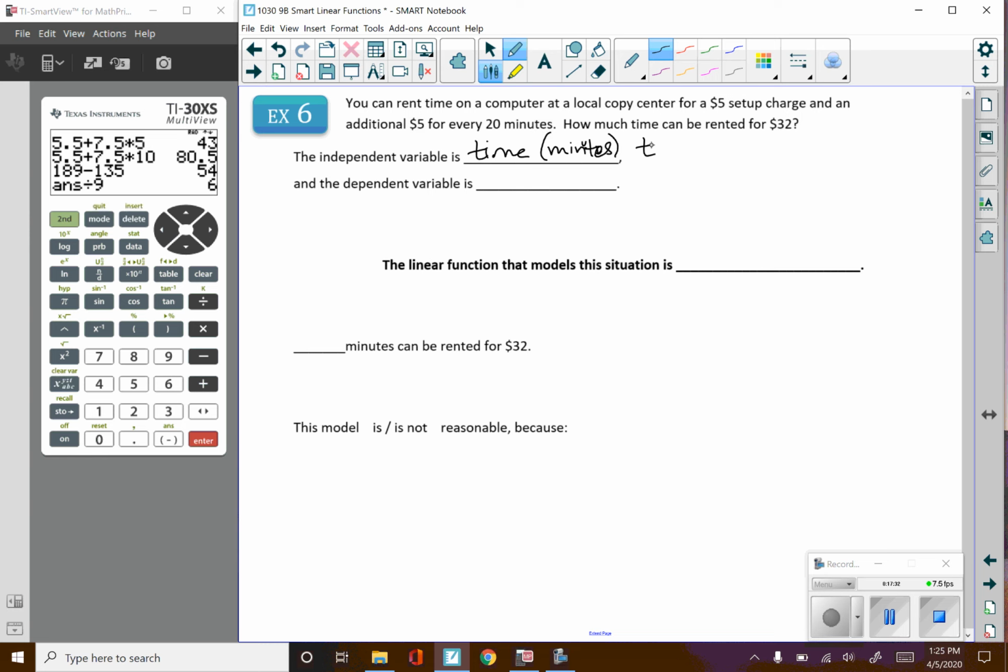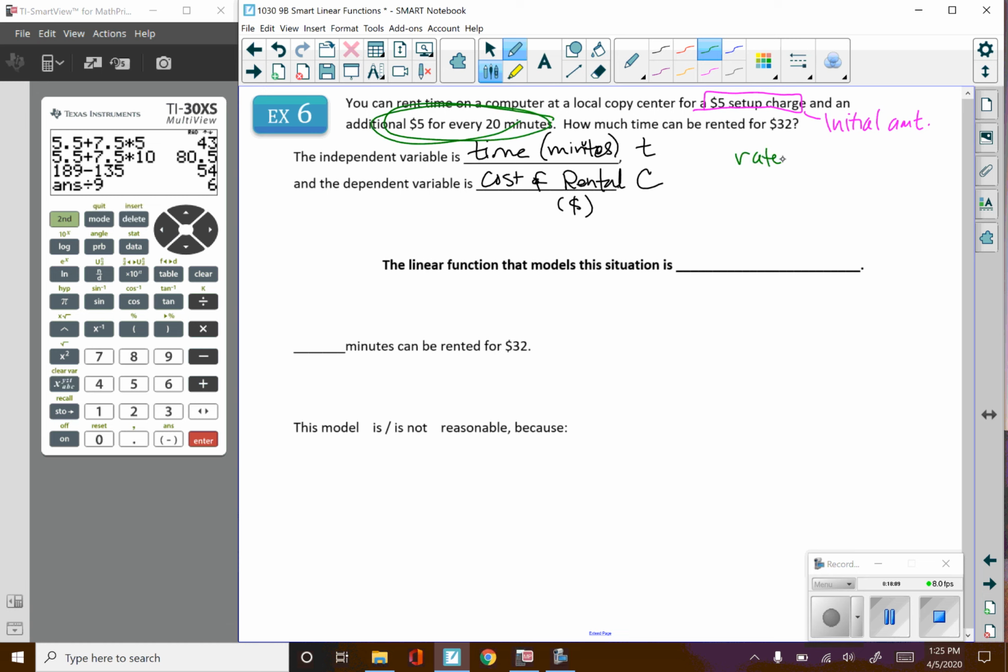And then the dependent variable is going to be the cost of the rental. So I'm going to use a C for that, and that will be measured in dollars. So the $5 setup charge, that's our initial amount. And so that will go in our equation. And we're going to have to do some calculations for our rate of change.